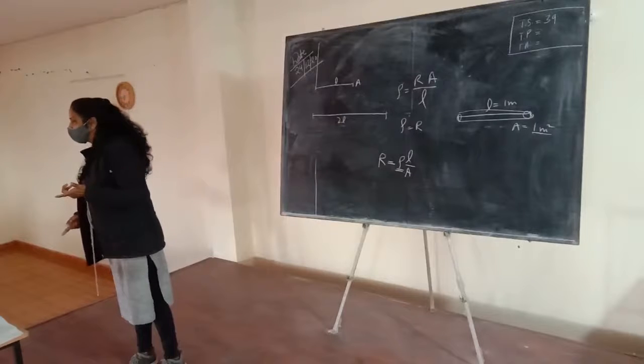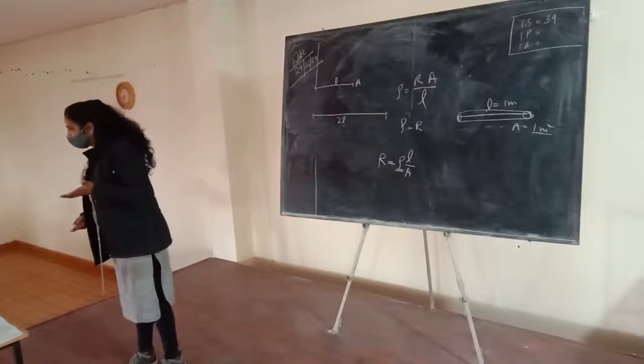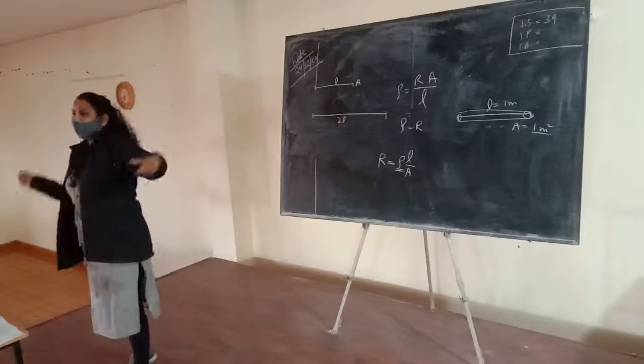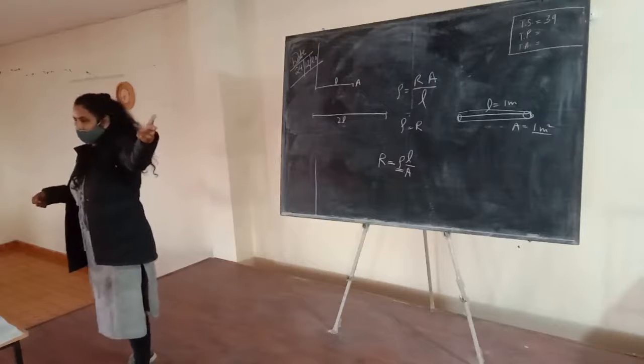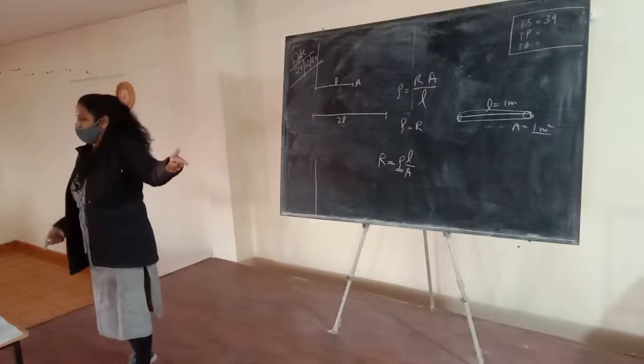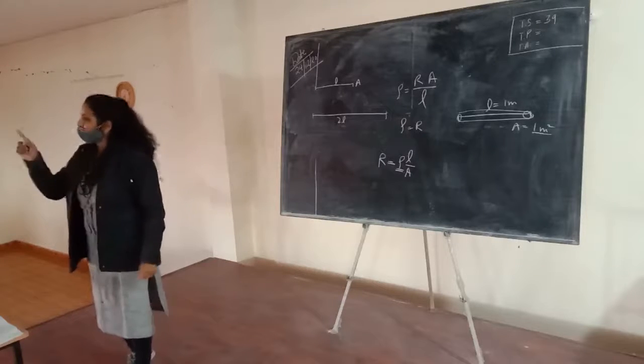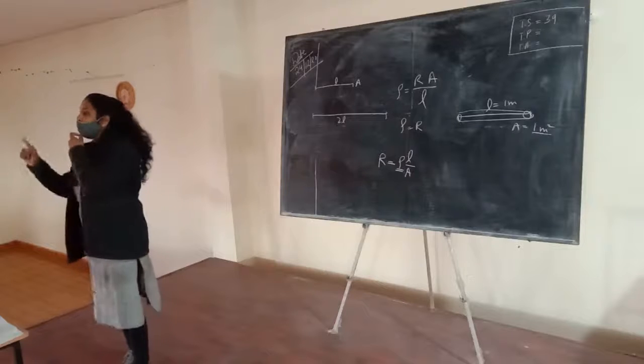It should be, if you stretch the wire and make it double its original length. So what should be the change in the area of cross section of the wire? It will be half. We can apply the mathematical formula.